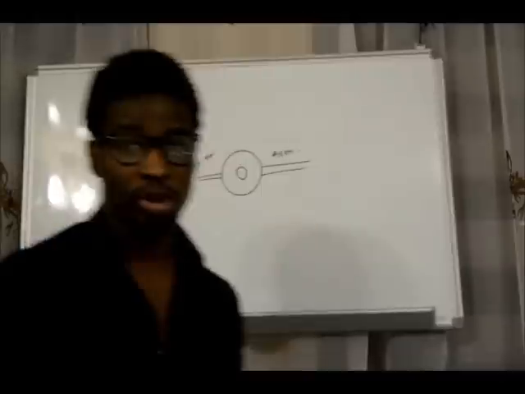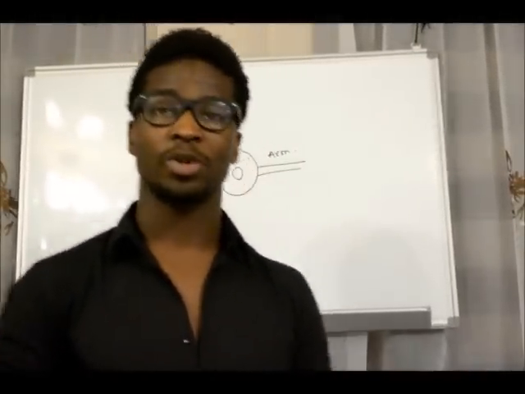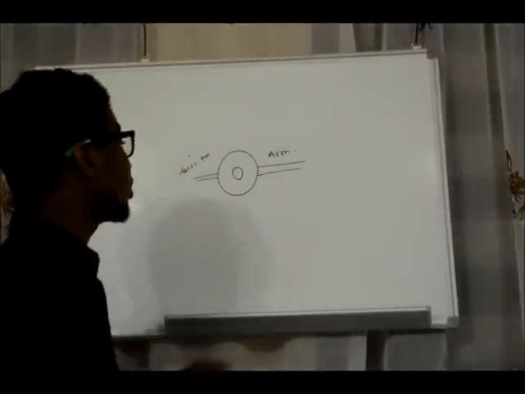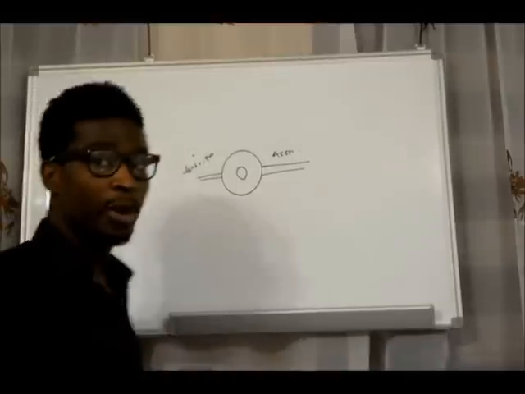So based on their structure, we have three main types of neurons. Let's start with the bipolar neuron. A bipolar neuron has a single axon and a dendrite. Okay, I forgot to mention.